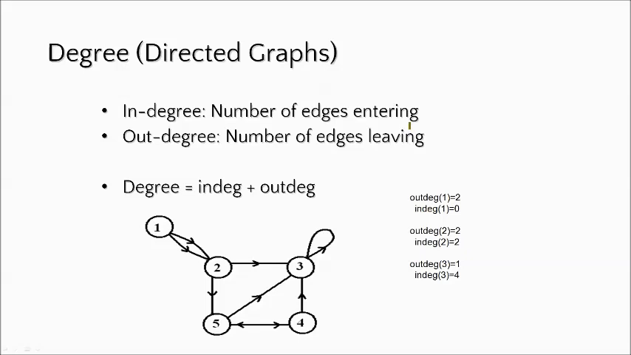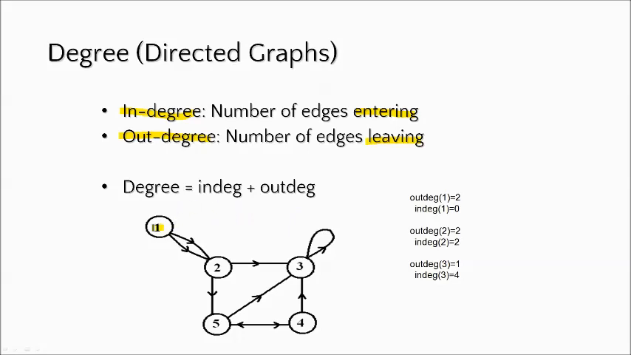Okay, next, degree in directed graphs. There are 2 categories of degree: the in degree and the out degree. When you say in degree, it is entering or incoming. When you say out degree, it is leaving or outgoing. So, for example, let's check one by one.